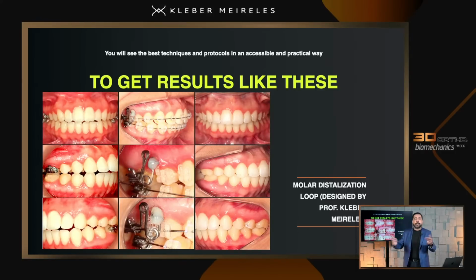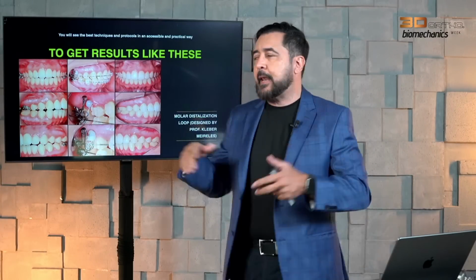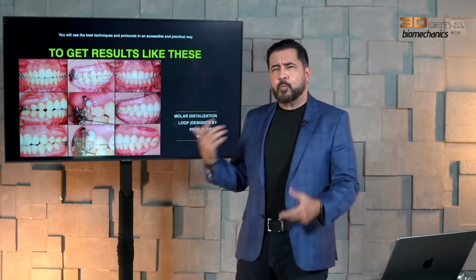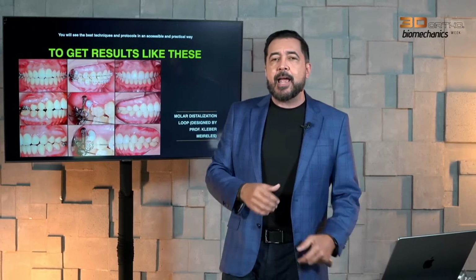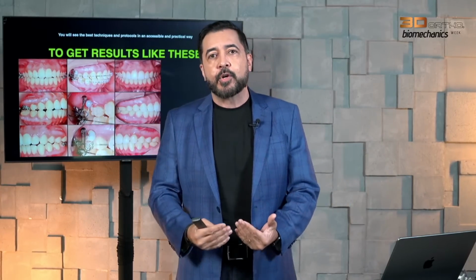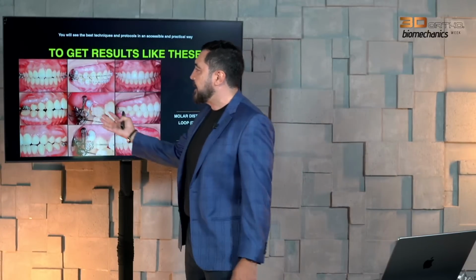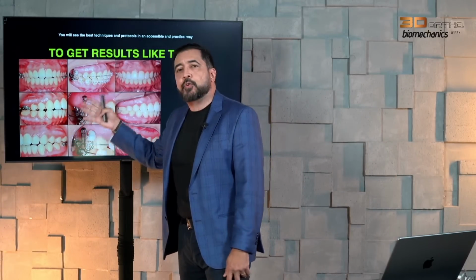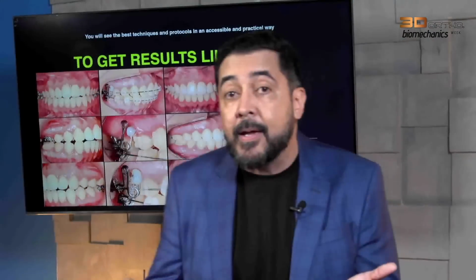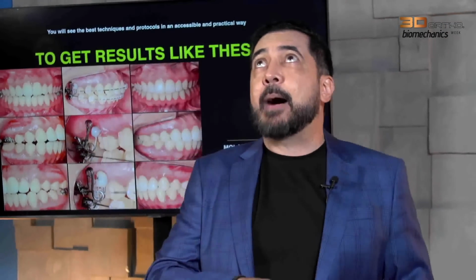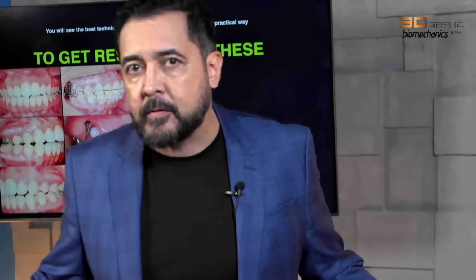This loop I designed by chance when I was in a class with a student of mine, telling her, look, we're not really doing the right thing here. It's not going the way we think it is going. Why don't we apply our biomechanics and try to be more creative, creating a loop designed for this case? This case is going to be faster, and much more precise in the distalization, okay?